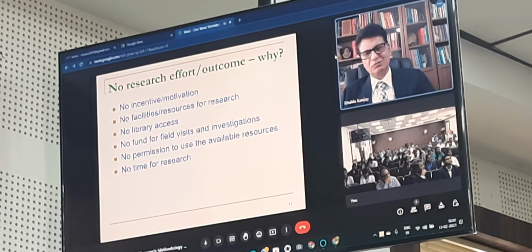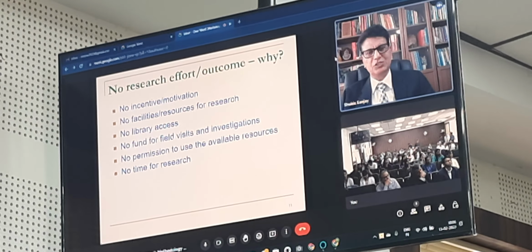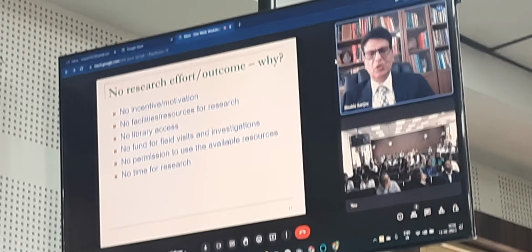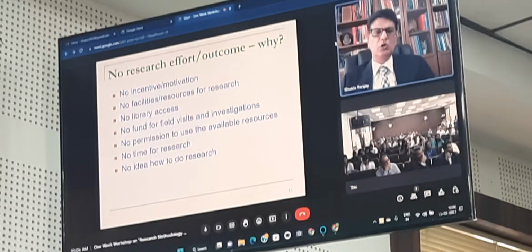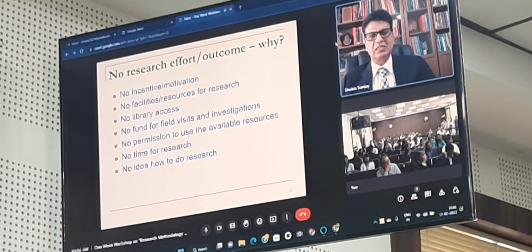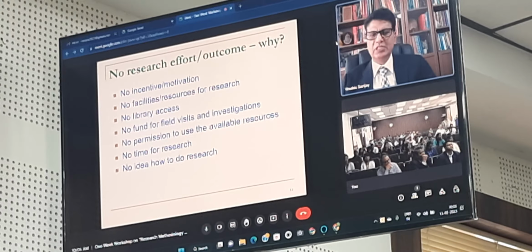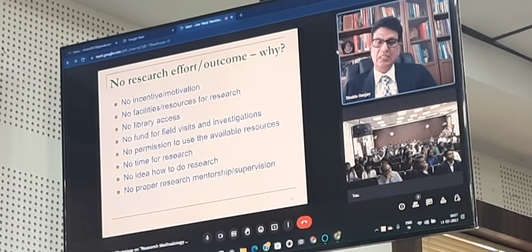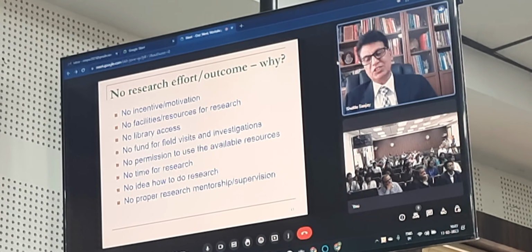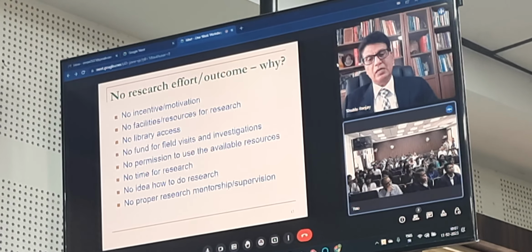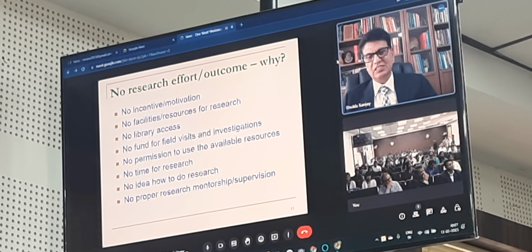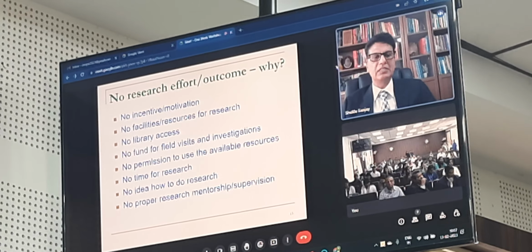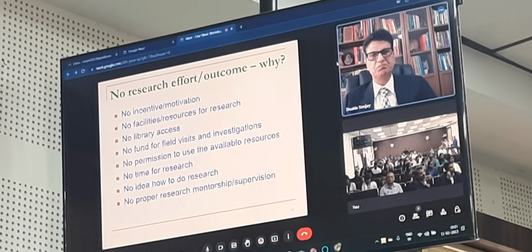No time for research. Many of us are very busy in our teaching and administration. No idea: even though we have everything, we have no idea how to do the research. No proper research mentorship. Everything is there, but for young researchers particularly, the best mentor is required. Supervision is required, and there is a lack of this aspect at many places.